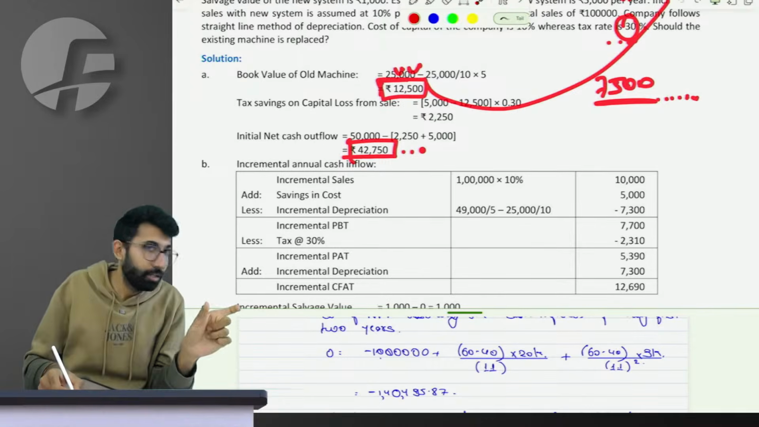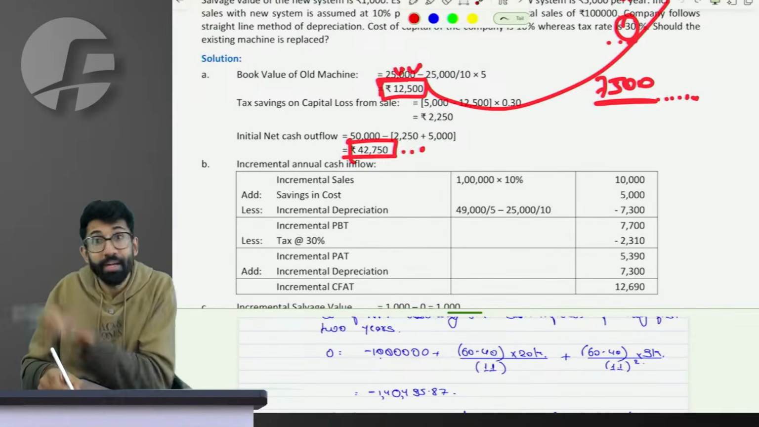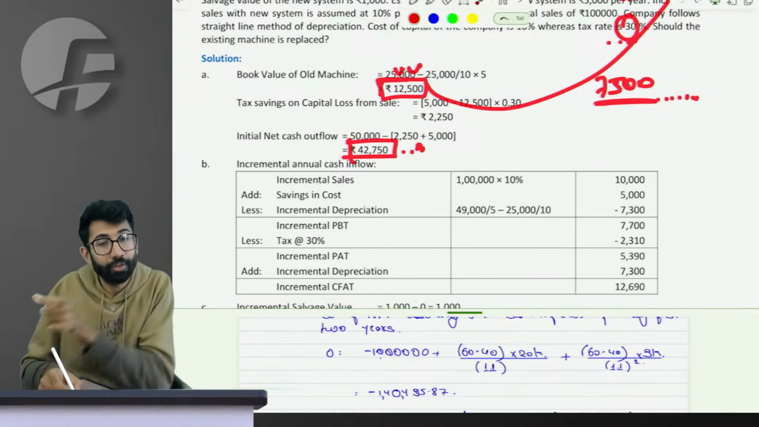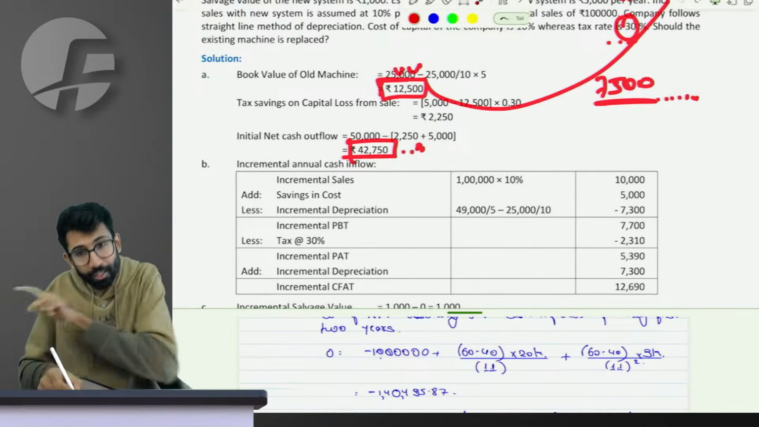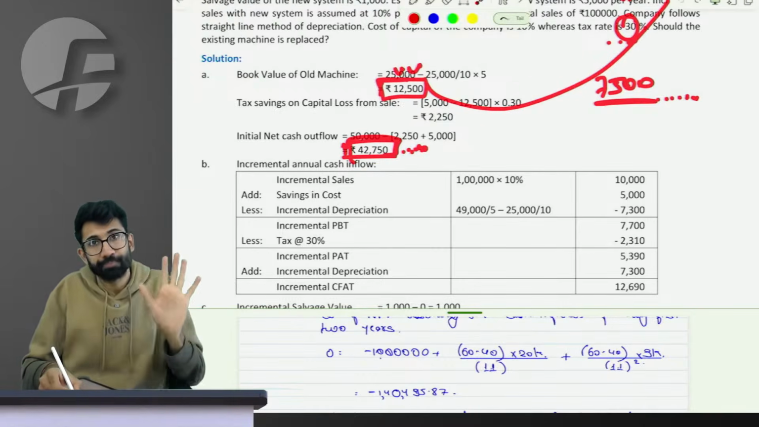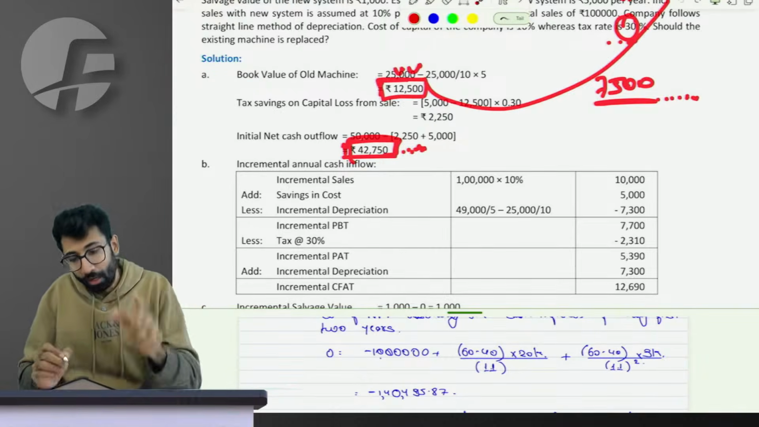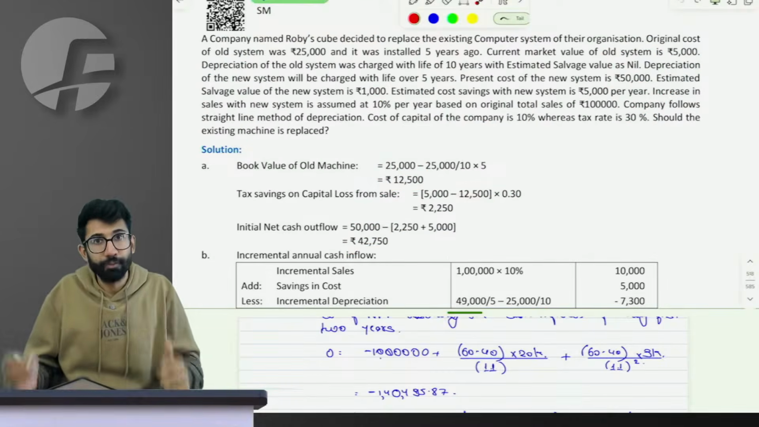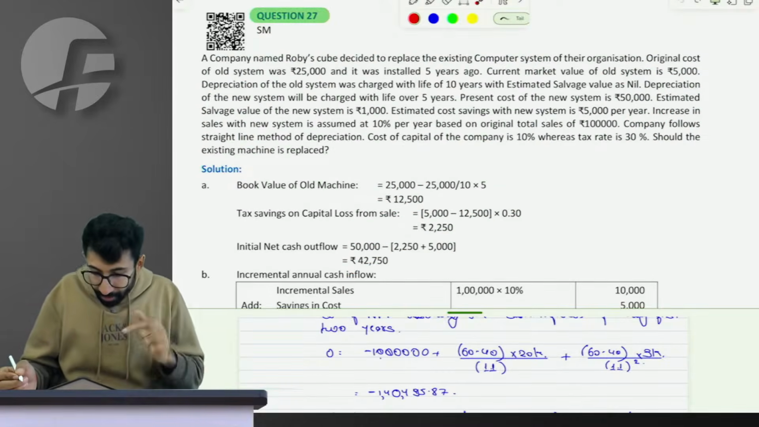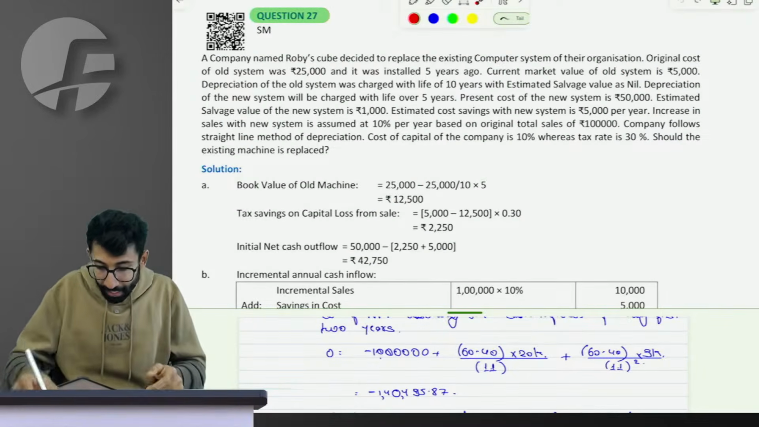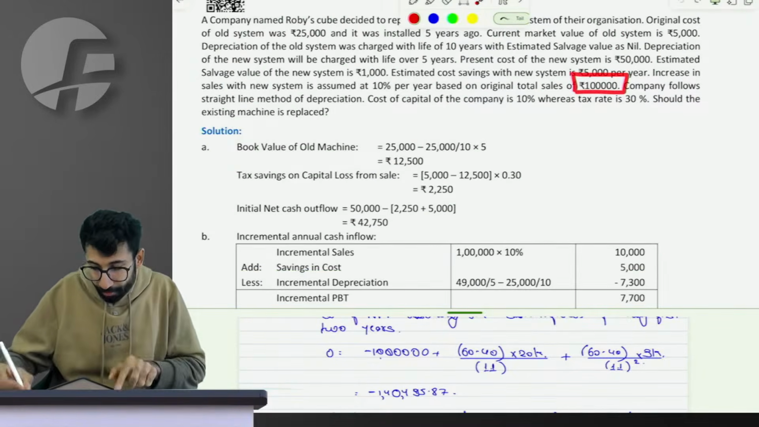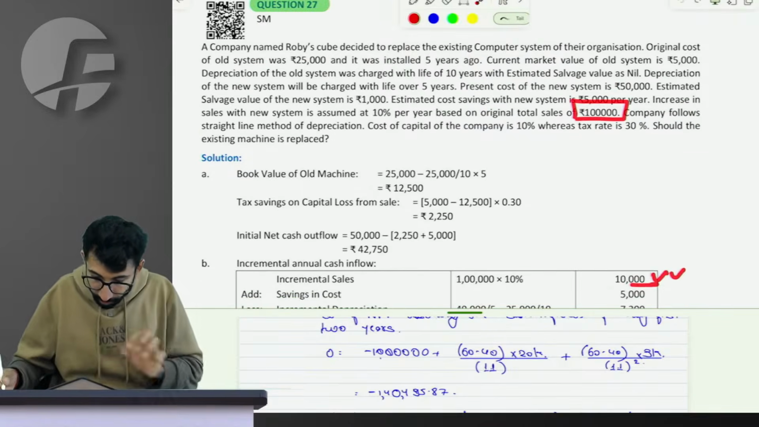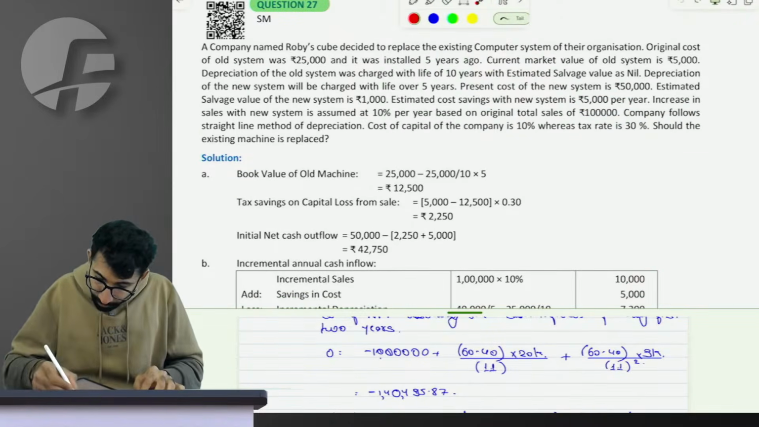In alternative 1, no outflow. Alternative 2, entirely 42,750 outflow. Incremental outflow is 42,750. Sorted? Fine. Now let us talk about incremental inflow. Sir, every year, I will have savings of 10,000 rupees, which is fine. Savings of 10,000, right?